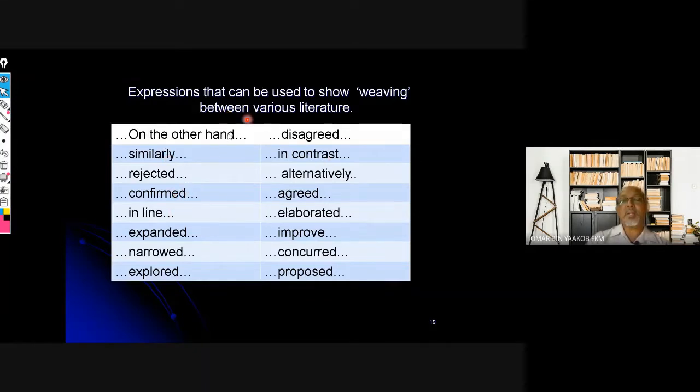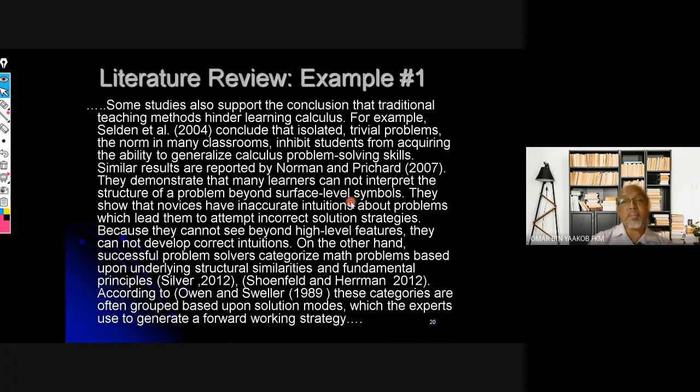All this needs to be put inside your literature review, just like this example. For example, some studies also support the conclusion that the traditional lecture method hinders learning calculus. So this is a general statement, and then it gives an example with this citation, Selden et al. What did Selden conclude? It just gives a very brief mention here, and then similar results. Oh, okay.